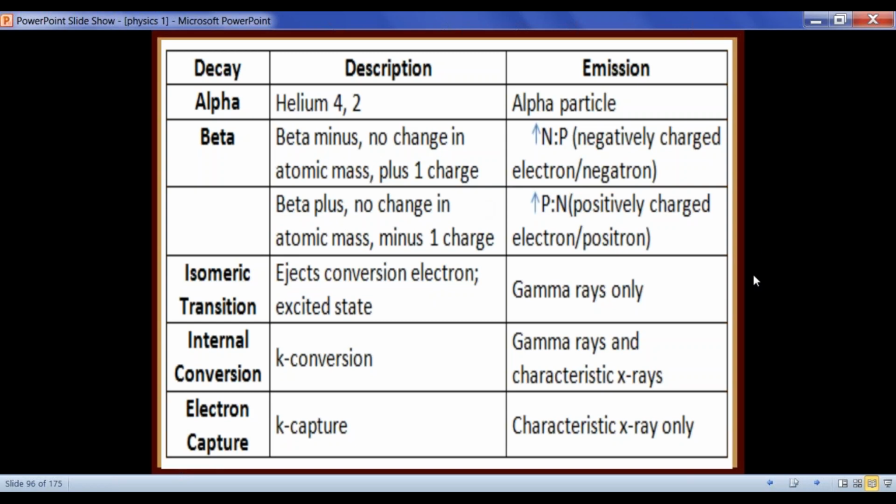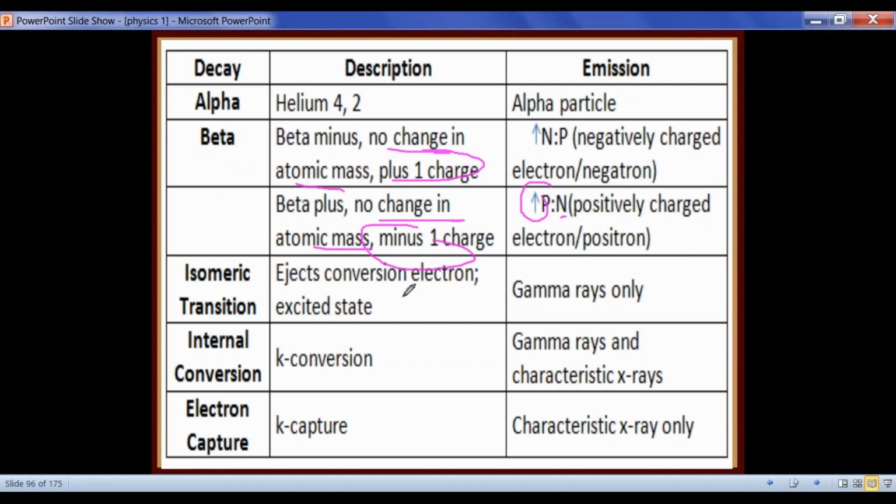So, the same sa dito, no change in mass. No change in mass. Ito plus 1 charge, ito minus 1 charge. Dahil lumampas po ang number of protons sa number of neutrons.